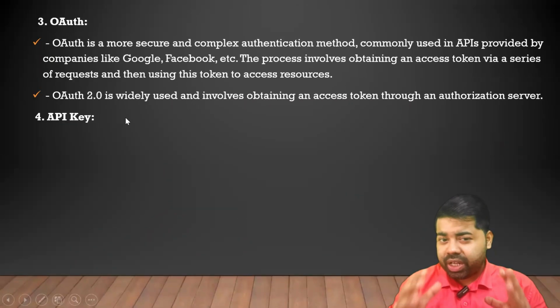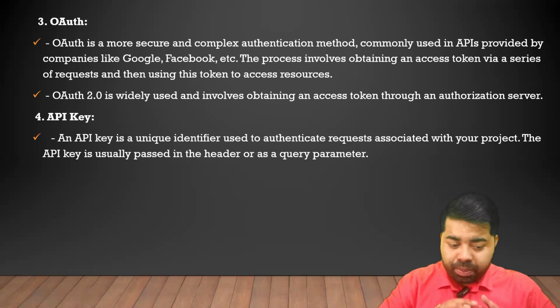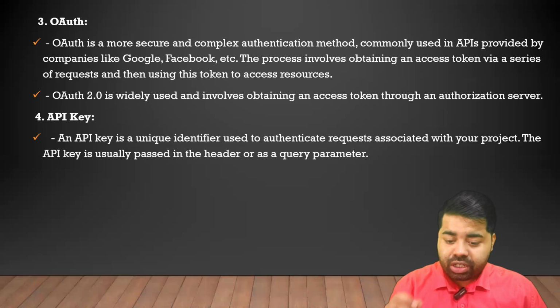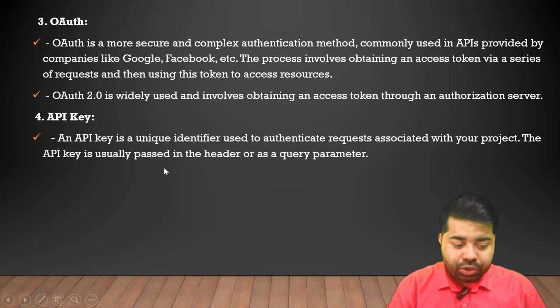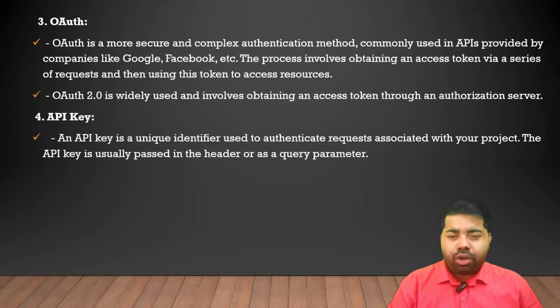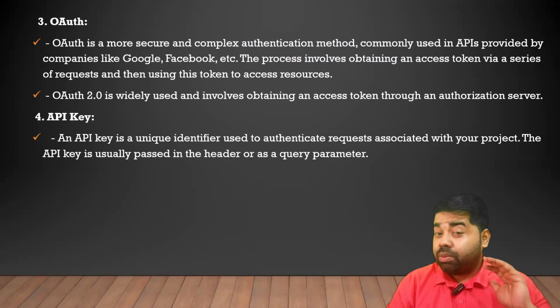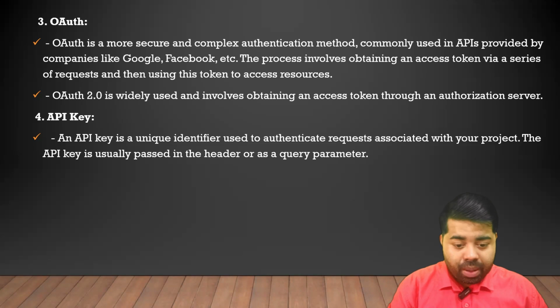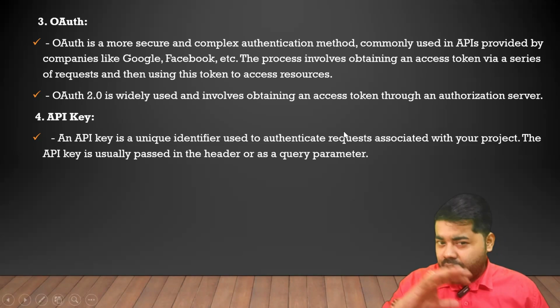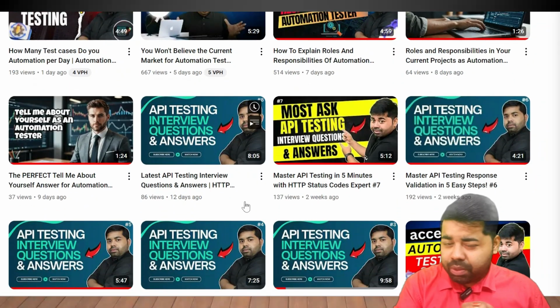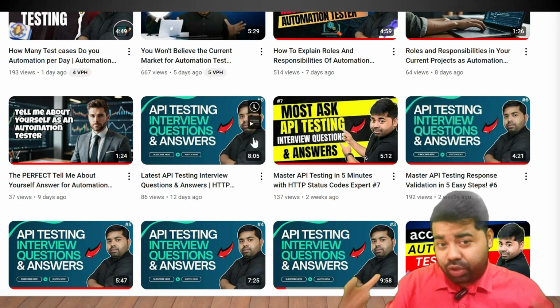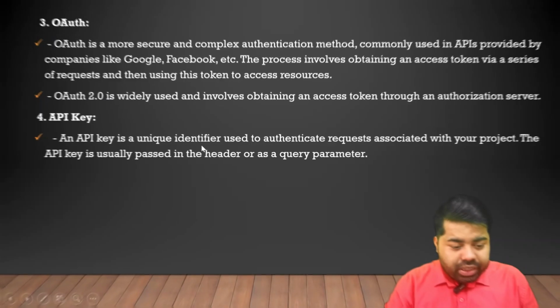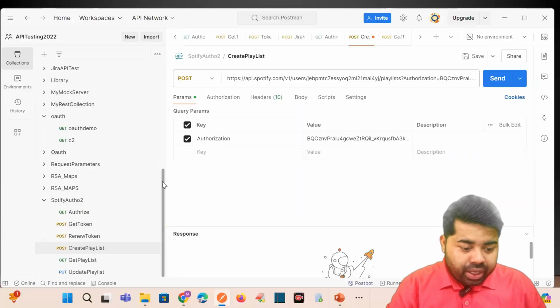Next we have API keys. An API key is a unique identifier used to authenticate requests associated with your project, and it is usually passed in the header or as a query parameter. Again, the question they will ask you, guys, is what type of authentication you have used. It totally depends upon how complex your application is. At the end of the video I will tell you what type of authentication you should mention in your interview.